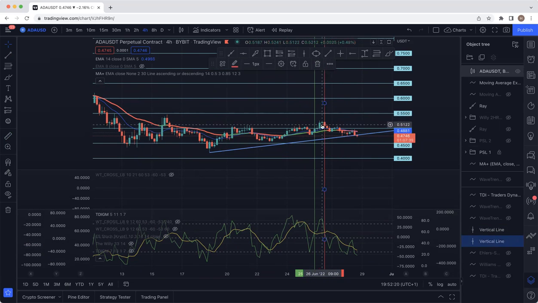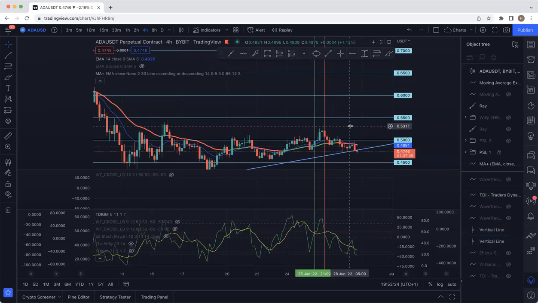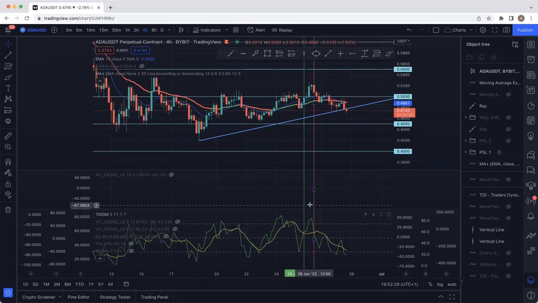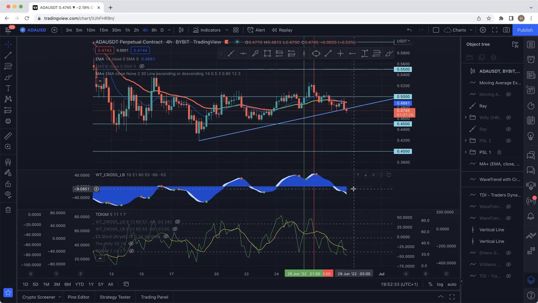For example, this is like an evening star. We expect the market to come downwards. Let me open it. We expect the market to come down. So these are the ways we use these two indicators. Let me bring the other one, and then we put them all together.